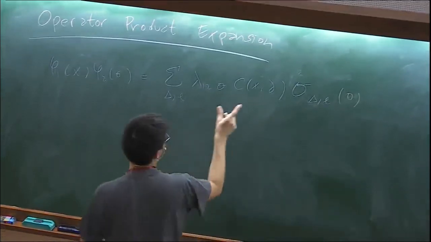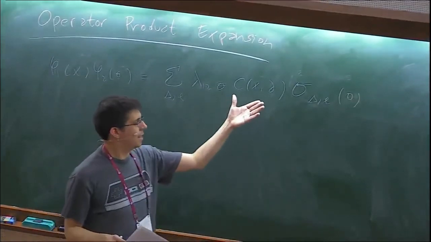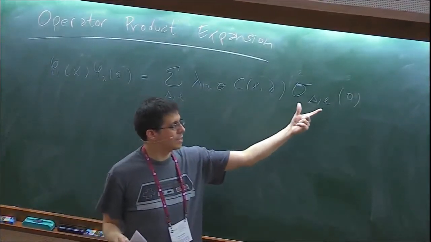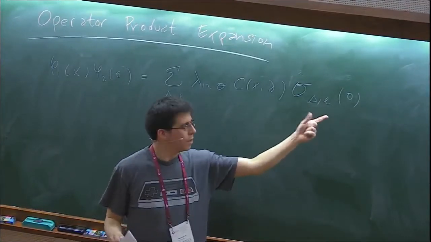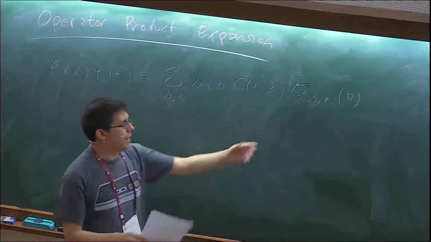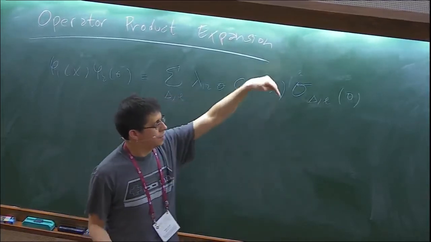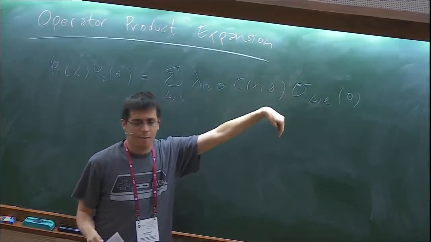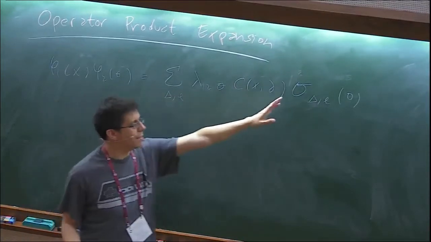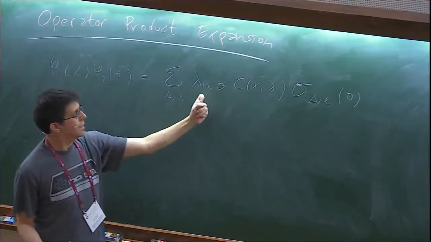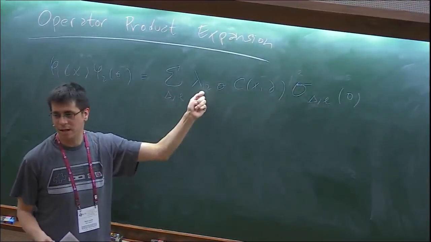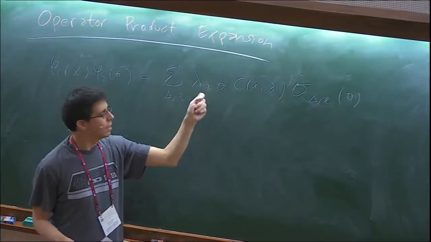Now, this C here is a kinematical operator that acts on O, on some generic conformal primary. And this, of course, gives you descendants of this conformal primary. The fact that a primary and its descendants have the same coefficient here is the statement of conformal symmetry.